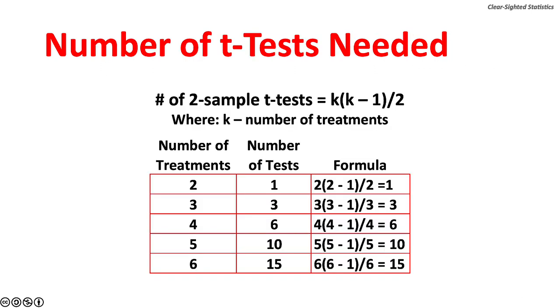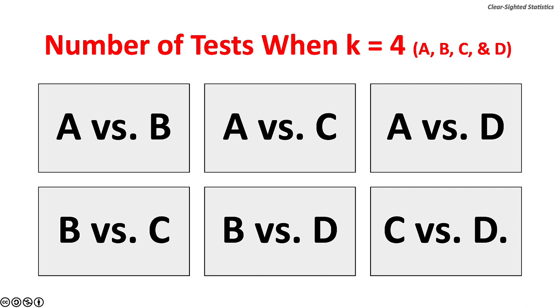When using a two-sample t-test, we would have to conduct 3 tests if there were 3 treatments, 6 tests if there were 4 treatments, 10 tests if there were 5 treatments, and 15 tests if there were 6 treatments. When there are 4 samples, A, B, C, and D, 6 two-sample t-tests would have to be conducted, A versus B, A versus C, A versus D, B versus C, B versus D, and C versus D.